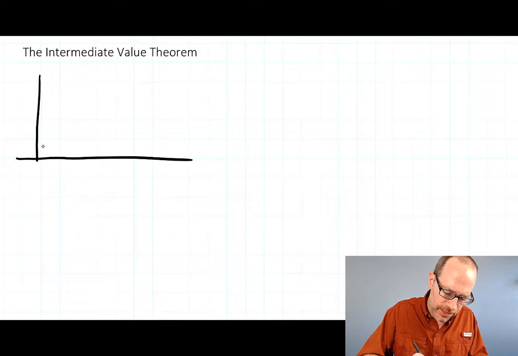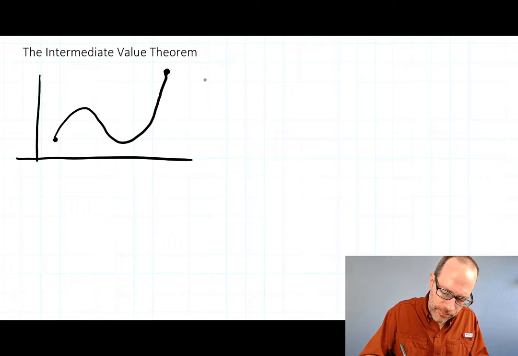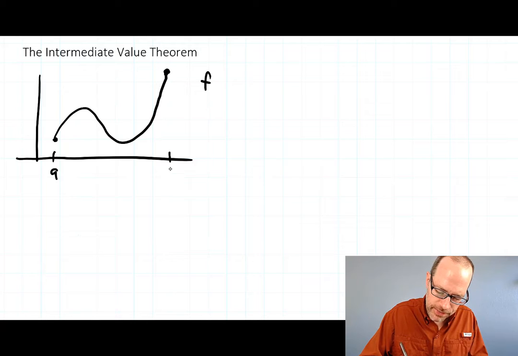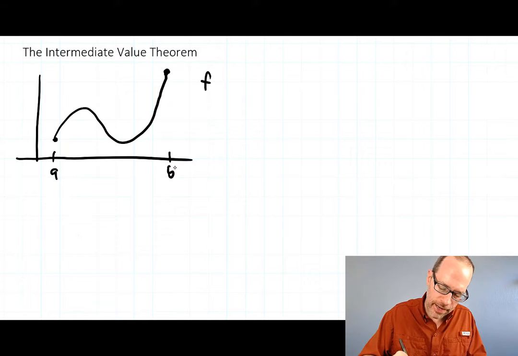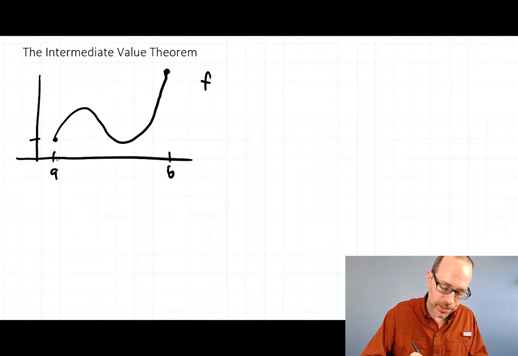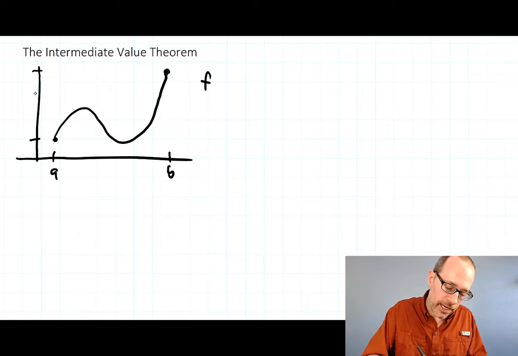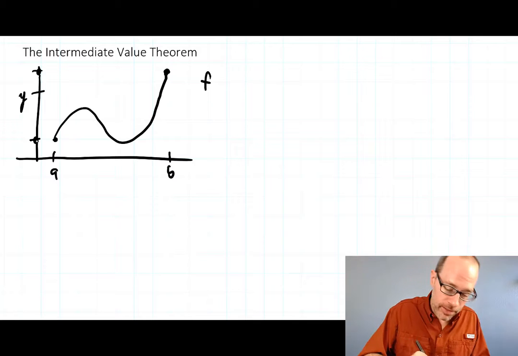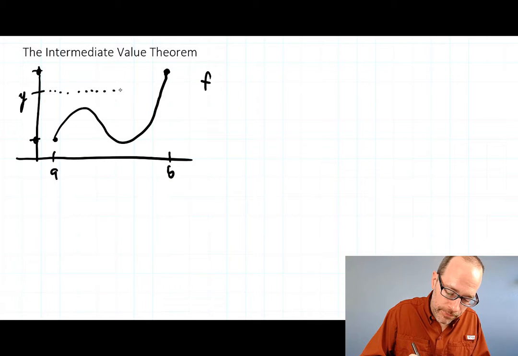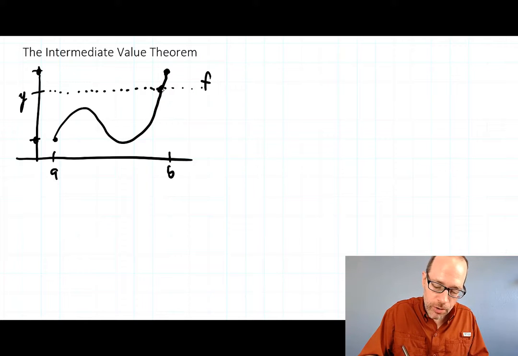Suppose you have a continuous function, f, and it starts out here for this x value, and ends at that x value. So it starts out at this height, ends at this height. Suppose you have some y that's in between the starting and ending y values. And if you draw this dotted line, because f is continuous, it has to cross the graph somewhere.